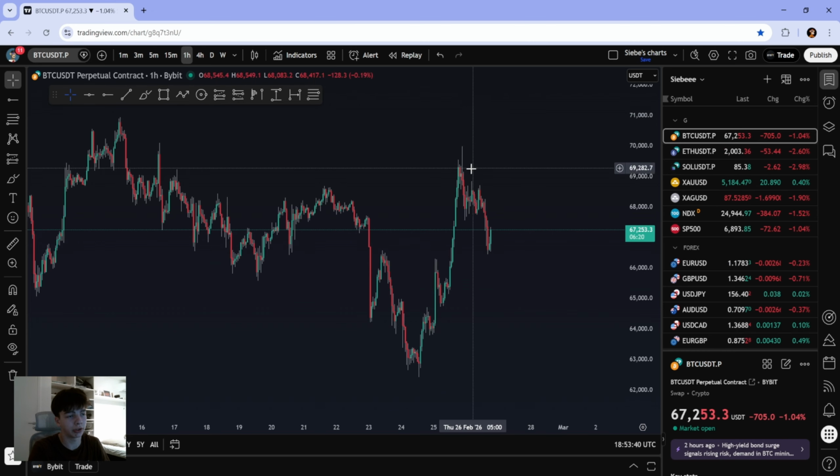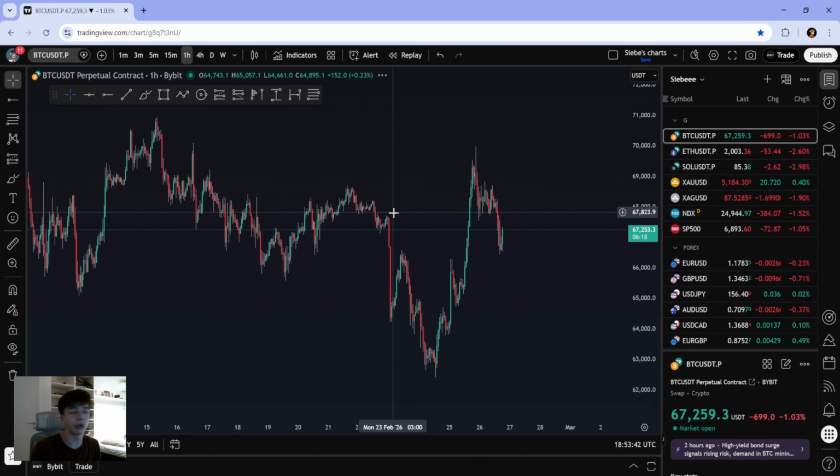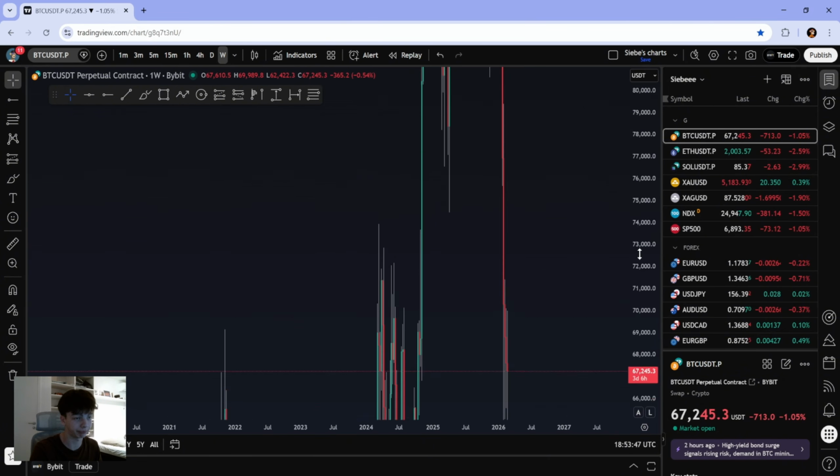So when you open up a chart of a coin or asset you want to trade, don't go on the 1 or 3 minutes, zoom out first. And with zoom out first I mean completely on the weekly.